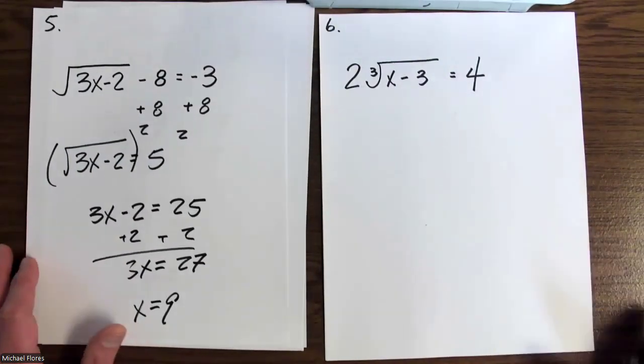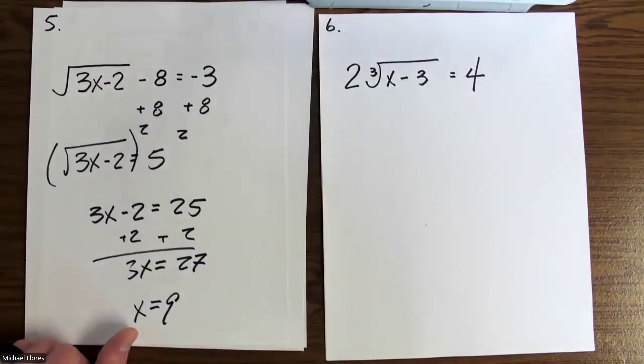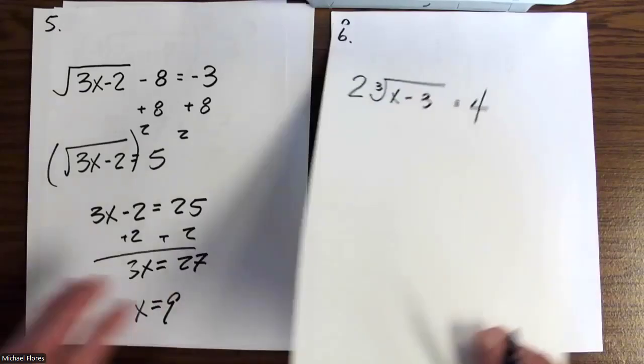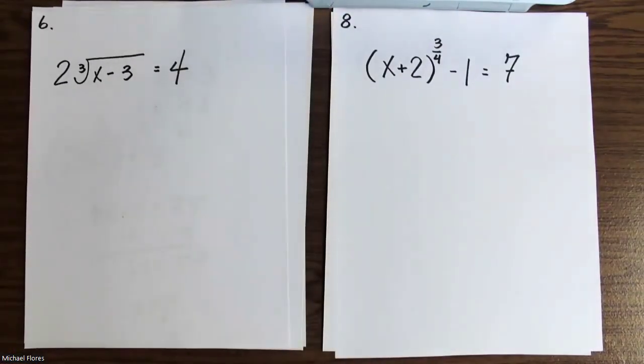Example 6. What do I got to do with that 2 first? Divide it. How do we get rid of the cube root after that? Cube it. Let's move on. Y'all know how to do that one. Try example 8. Get as far as you possibly can on your own.